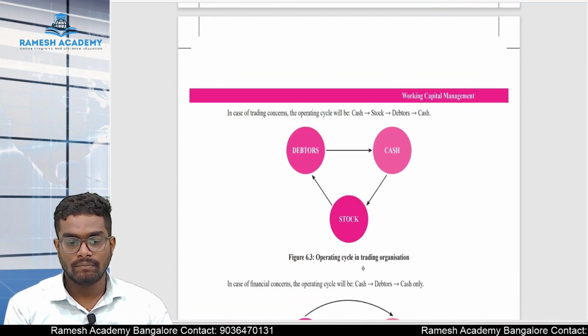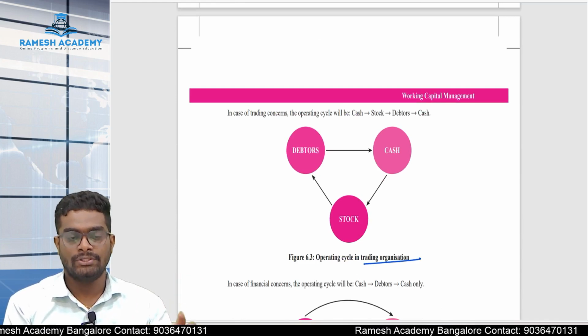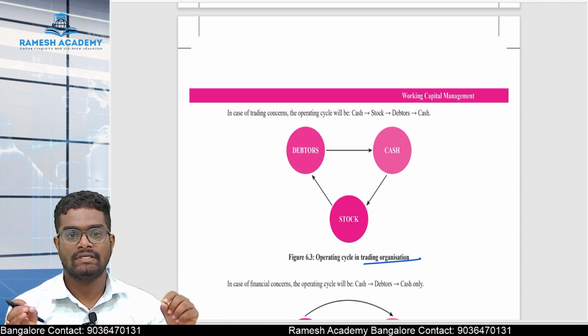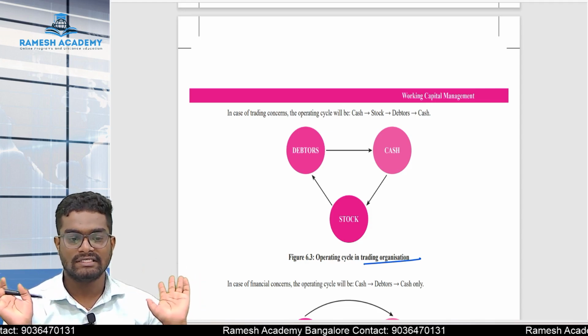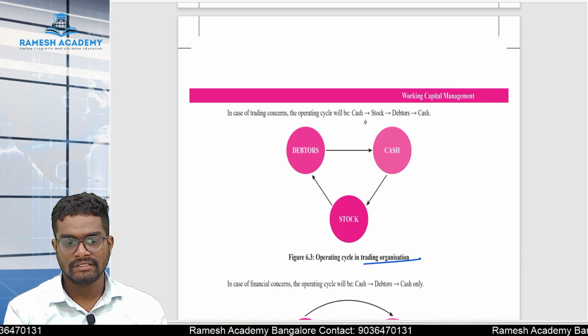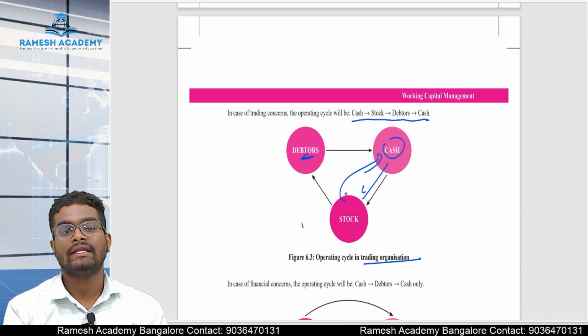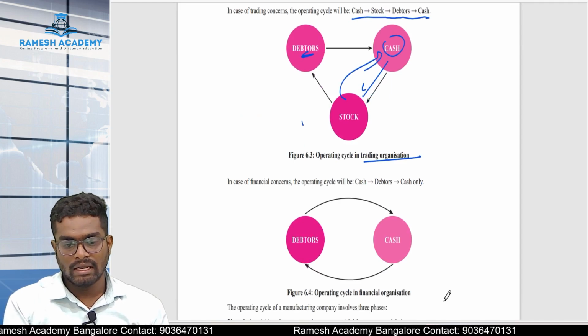Next, we have the operating cycle of a trading concern. Here we will not be producing. We have the stock, sell it, we get the cash. If it is a cash sale, we will get cash directly. If it is on credit, there will be debtors in between. In a trading concern, the operating cycle will be cash, stock, debtors and cash. So you have the cash, purchase the stock, sell it, it will be debtors, or sometimes it will be directly cash in case of a trading organization.